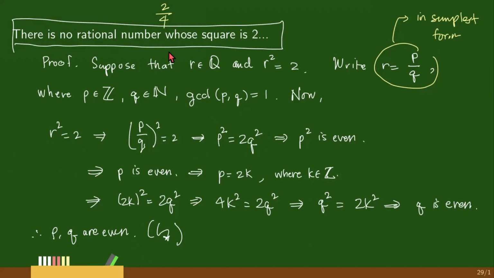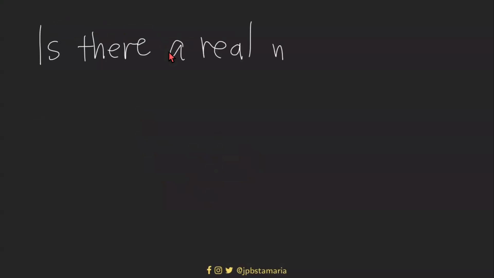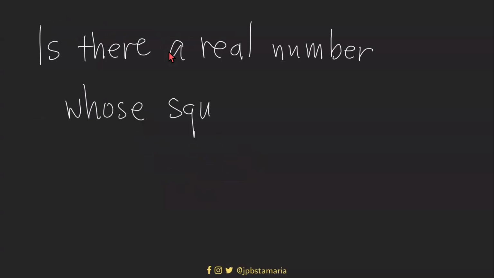Tama? So confirmed na to? Tama? Ganyan yung proof. Walang rational number na ang square ay 2. Pero ang tanong ko, is there a real number whose square is 2? So this is our question next. Kung walang rational number na ang square ay 2, ang tanong, meron bang real number na ang square ay 2?